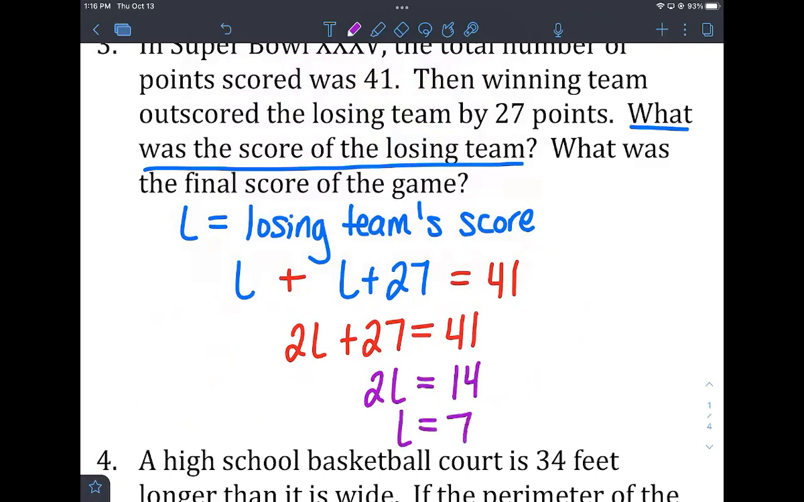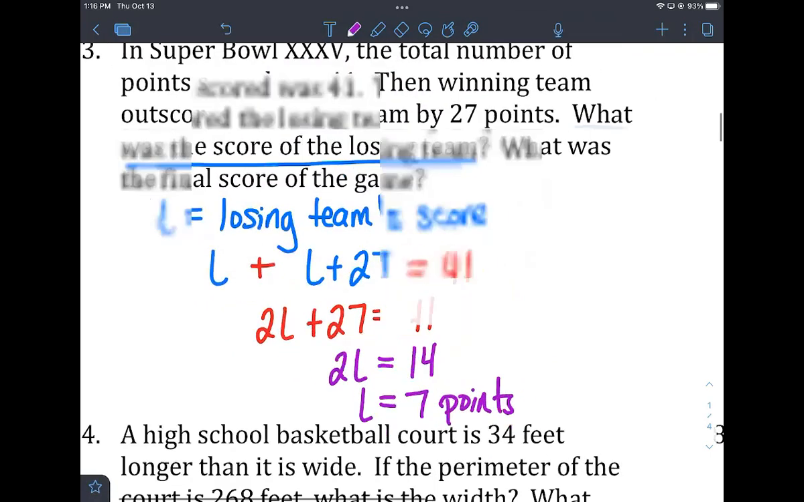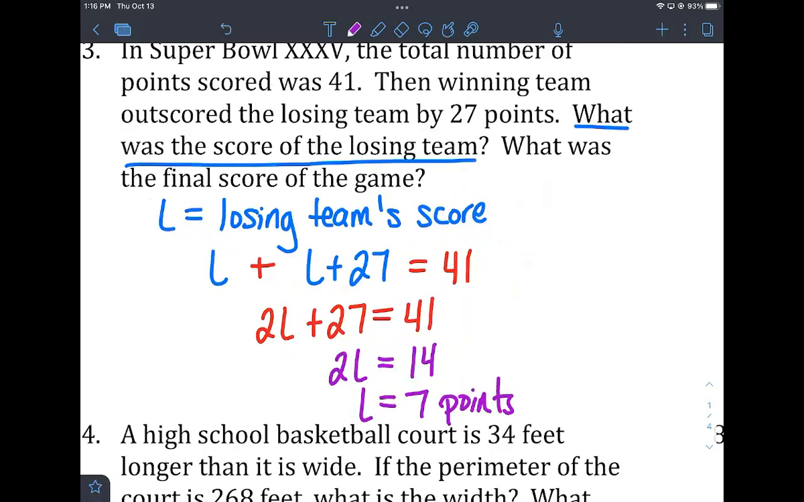Okay. So the losers scored 7 points. And if the winners outscored them by 27, how much did the winners have, Eli? They had 34 points. Does that make 41 total points altogether? It does. So the final score of the game would have been 7 to 34.